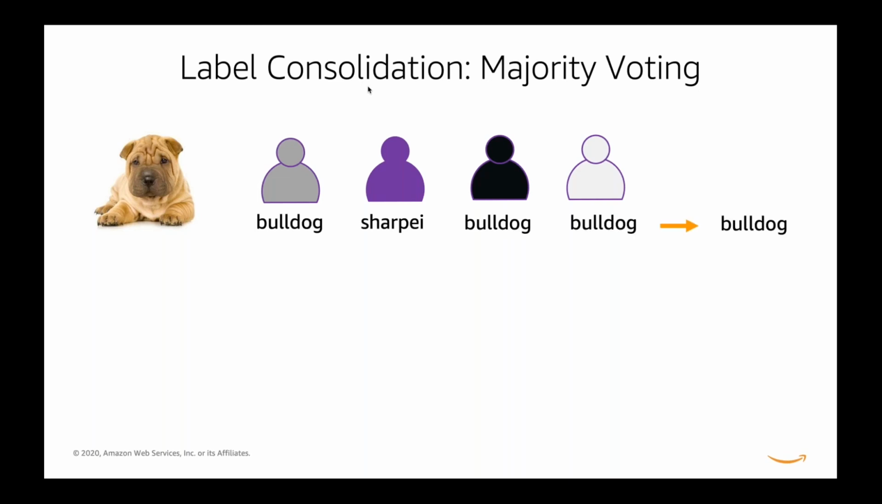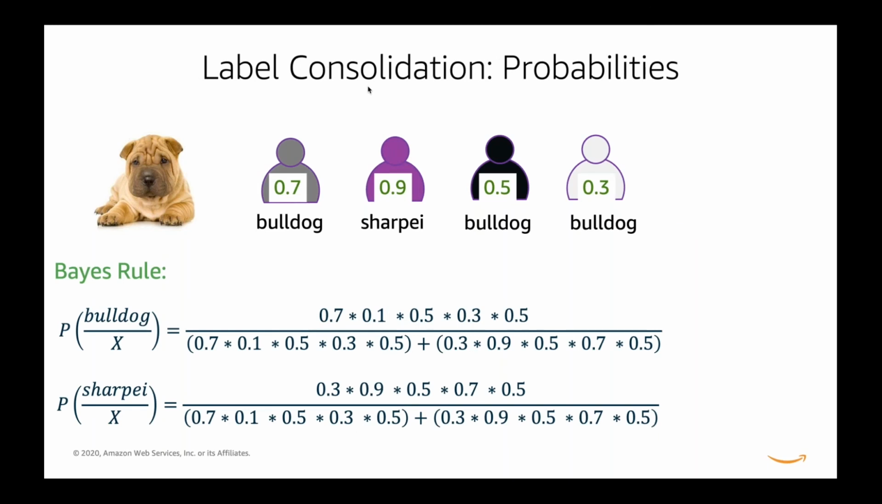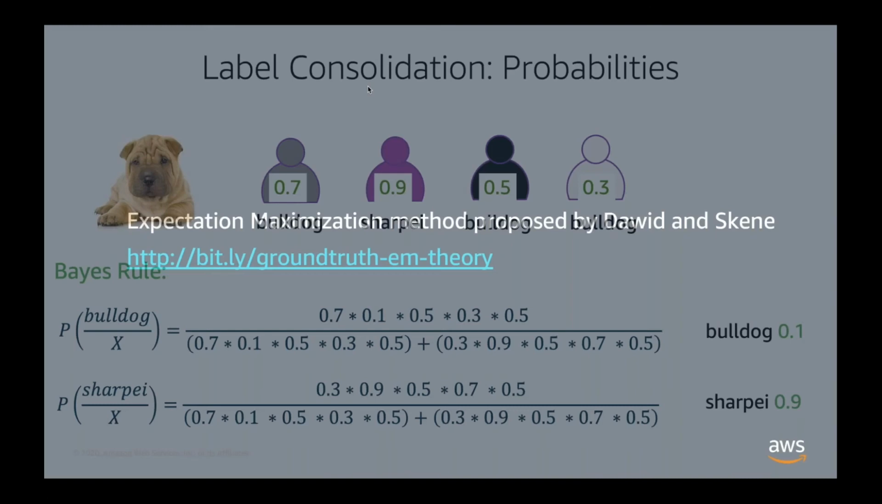In this case, with majority voting, it'll just be labeled bulldog, and this is incorrect. However, Ground Truth uses an algorithm called expectation maximization to see the accuracy of these labelers as well and make sure that's also a component in this. So right now, even though we only had one labeler, that's Shar-Pei, because of the expectation maximization algorithm that's running in the background, this will be the answer for this particular use case. So it's definitely more accurate as well.